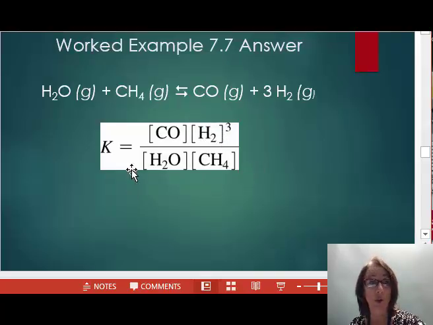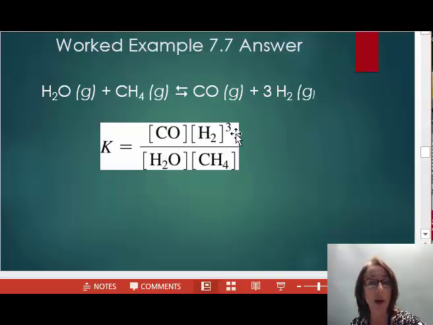This is all over brackets H2O, or concentration of water vapor, multiplied by brackets CH4, or concentration of methane. Again, it doesn't matter which reactant comes first, as long as each reactant is in the denominator. Coefficients of 1 are not expressly written as powers, but all other coefficients are written expressly as powers.